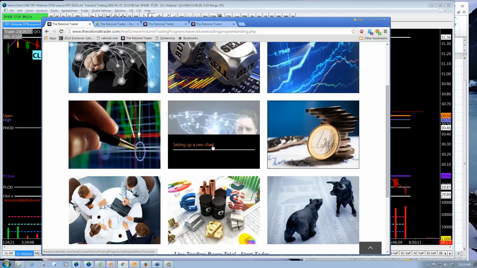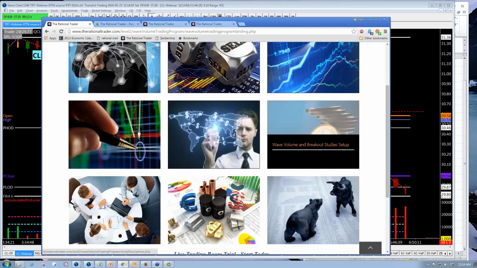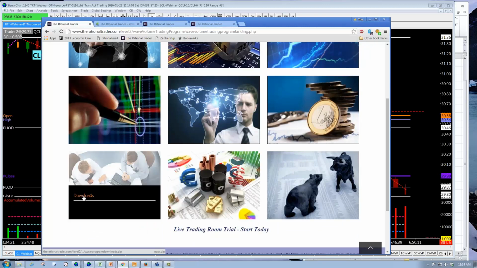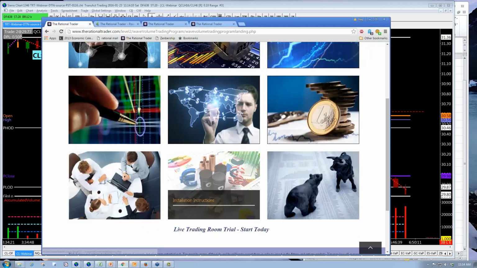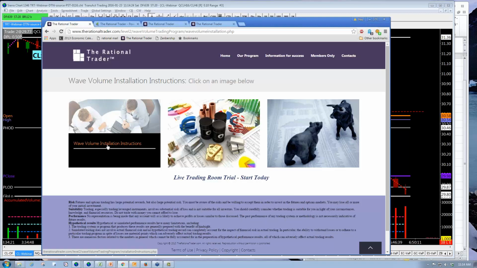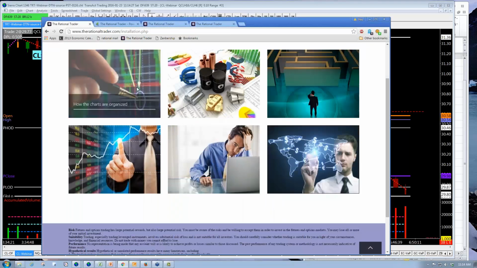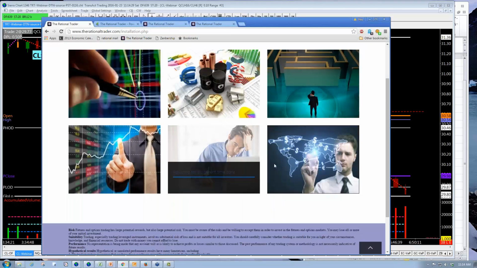This is information on if you want to set up a chart that's not in the template. This is a reference for the two custom studies. This is written for Sierra Chart. Here's the downloads. I want to jump to here in just a moment and show you what's in the downloads. And then here are the installation instructions. If you already have Sierra Chart and you've used it before, you would just use these wave volume instructions. But if you're new to Sierra Chart, then you go to here and you get a very complete set of instructions on how to get set up. So, everything you need.